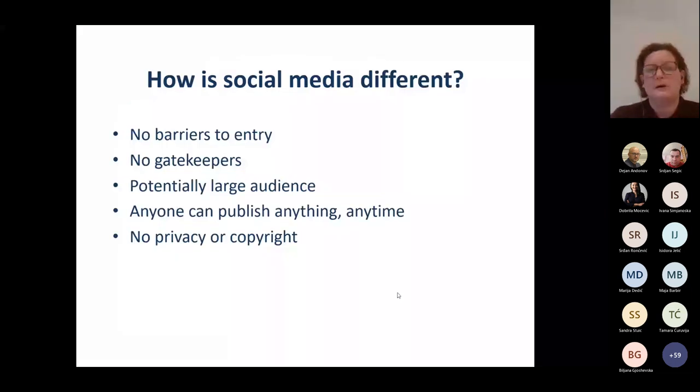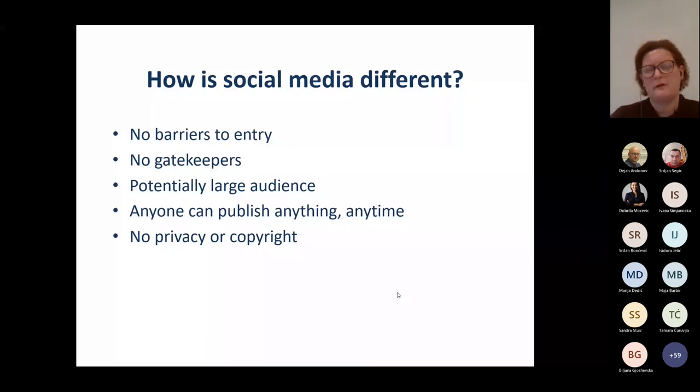Of course, traditional media, as it is called, is different. We had editors, we had professional journalists, but now with social media, the spreading of climate information, the spreading of environmental information has differed a lot. We know that in social media, for example, there are no barriers to entry. We all can register ourselves and open a social media account. There are no gatekeepers. Of course, if I make a fascinating post, it can potentially reach large audiences. And we know that any one of us can publish anything, anytime. And of course, there are no privacy or copyright.